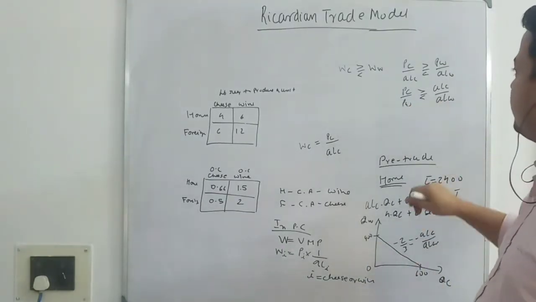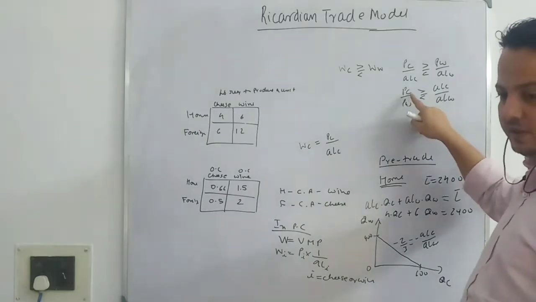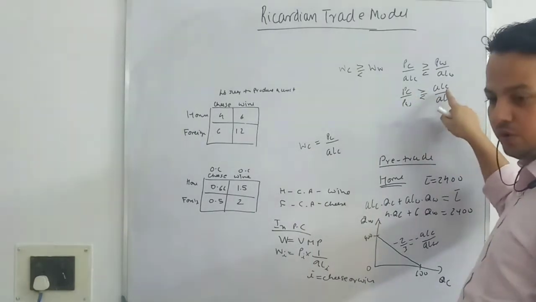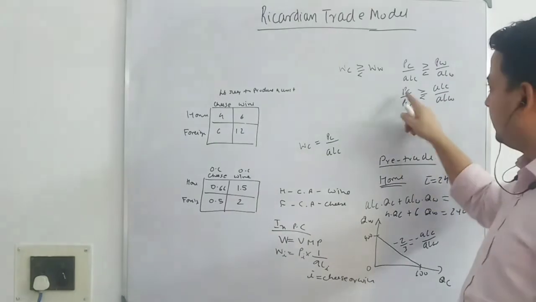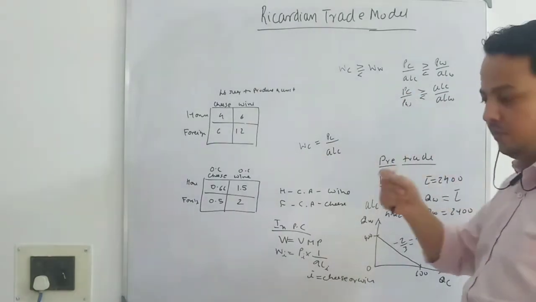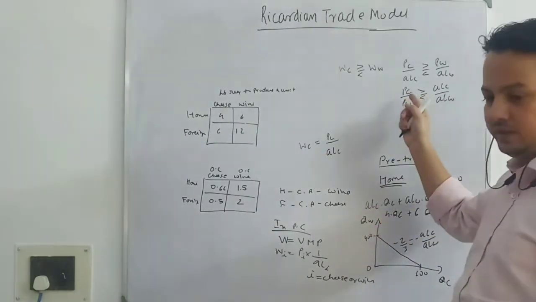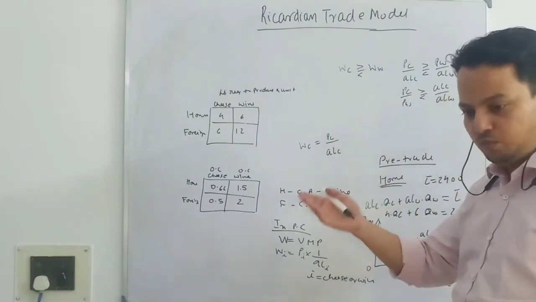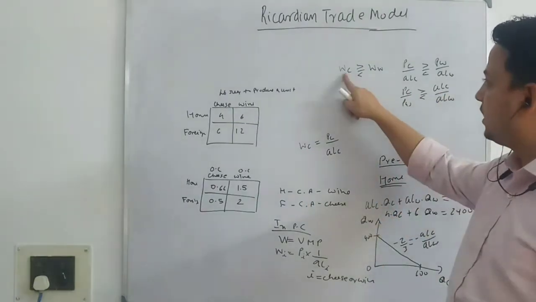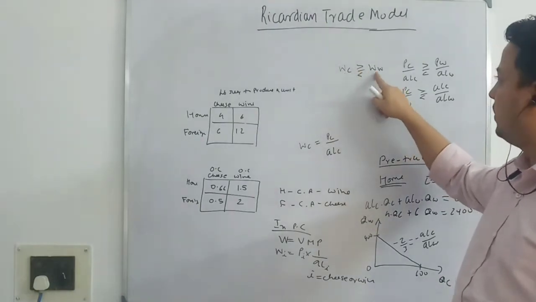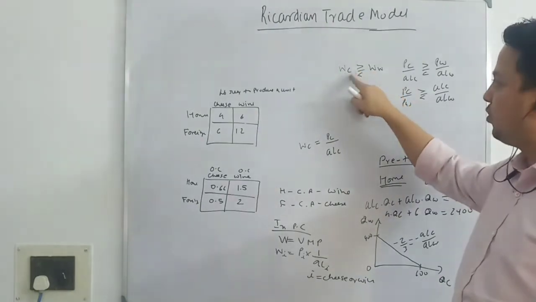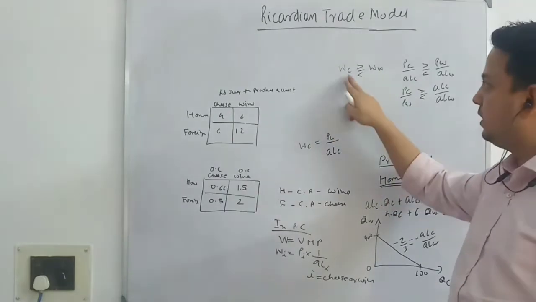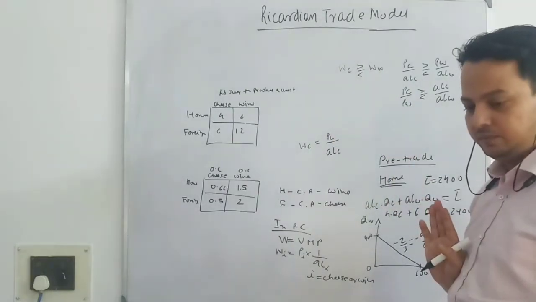So I have said that if the relative price of cheese is more than the opportunity cost of cheese, just remember it in this way: the revenue per unit you are getting from producing cheese is more than the cost of producing cheese. So what will you do? You will produce more cheese. This basically means that wage in the cheese sector is more than wage in the wine sector, so workers will work only in the cheese sector, right?